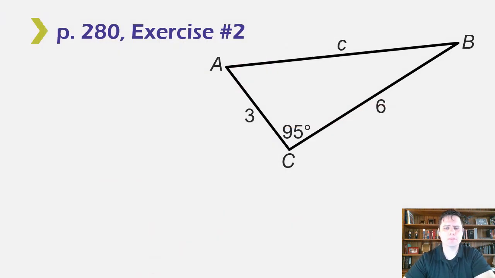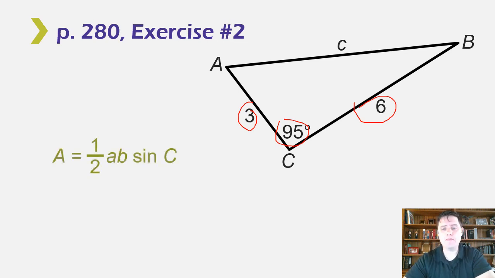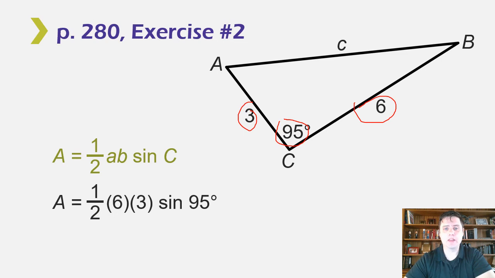So let's get some examples of doing that. This is exercise 2 on page 280. Notice what we've been given: a side, then an angle, and then the other side. So we have the information that we need. It's just 1/2 AB sine C. So we plug it in: 1/2 times 6 times 3 times the sine of 95. Put that into your calculator. You get an answer of something like 8.966.